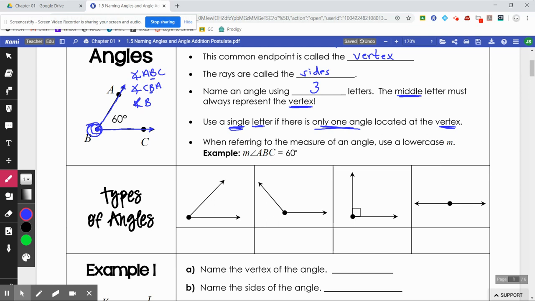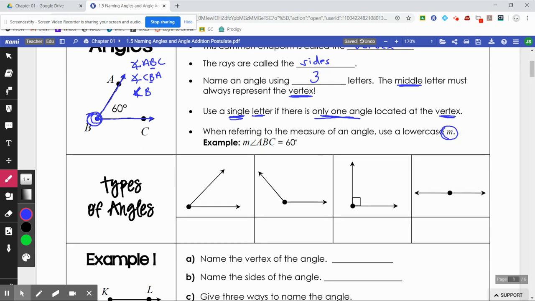When referring to the measure of an angle, use a little m. So like here, in the example, this angle over here, angle ABC or CBA or angle B that we've been talking about, if you put a little m in front of it, that means the measure. It means how big it is. Now this angle is a 60-degree angle. Now let's talk a little bit more about measuring angles and actually what 60 degrees is.